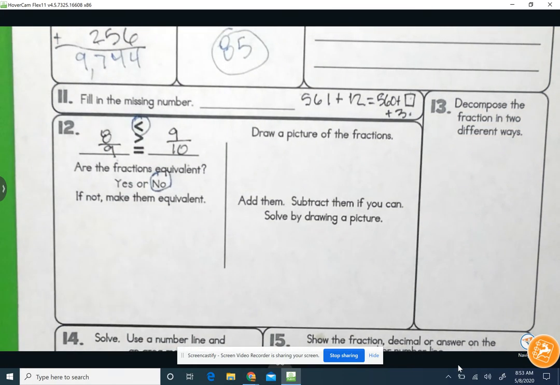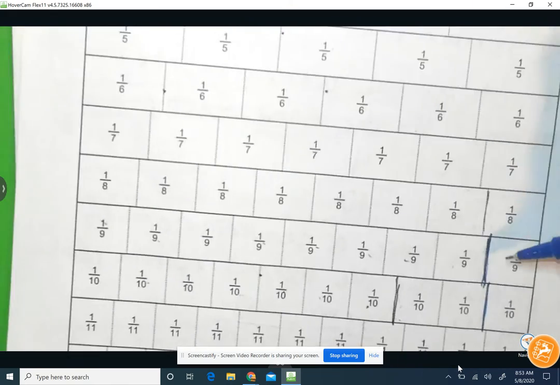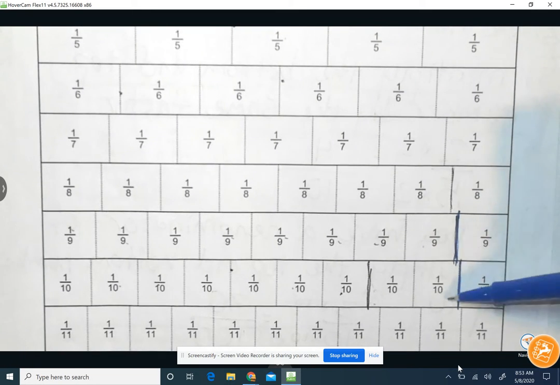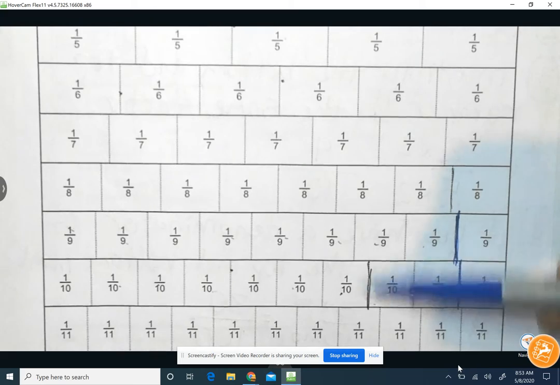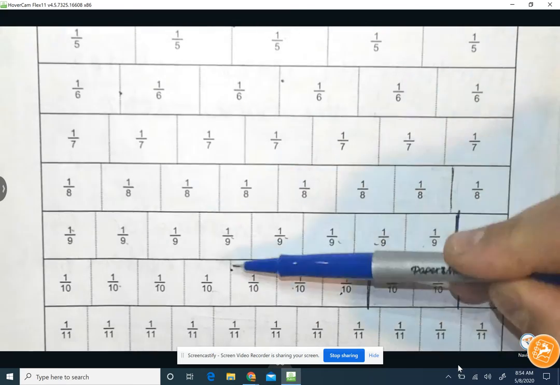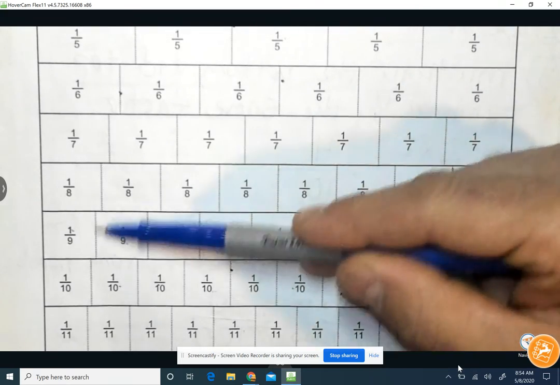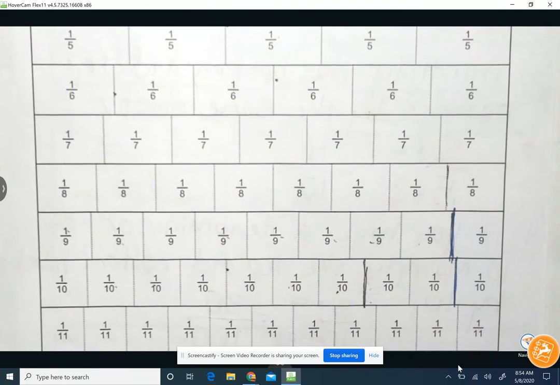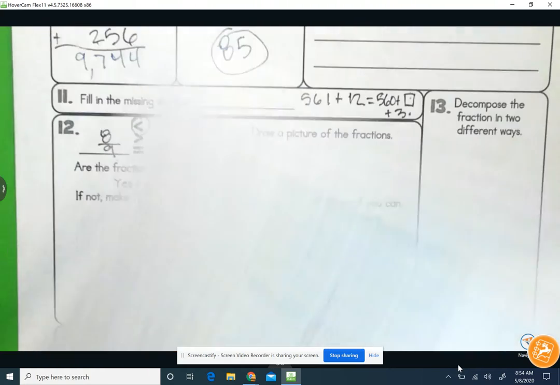Are the fractions equivalent? No, they're not, because 8/9 is smaller than 9/10, or 9/10 is greater than 8/9. And then it says for us to make them equivalent. In order to do that, we need to find the least common multiple. Here's why: we can look to see if anything with 9ths and 10ths is equivalent anywhere along these lines. I do not see any equivalency. None of the lines match up between 9ths and 10ths. And when that's the case, we have to use least common multiple.